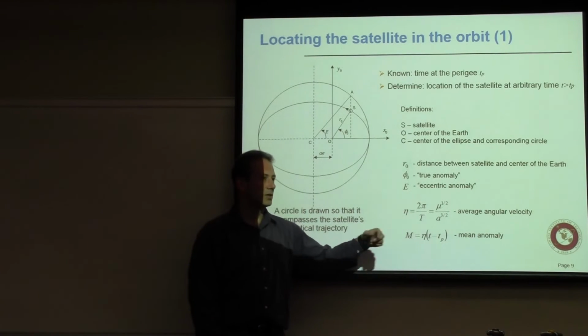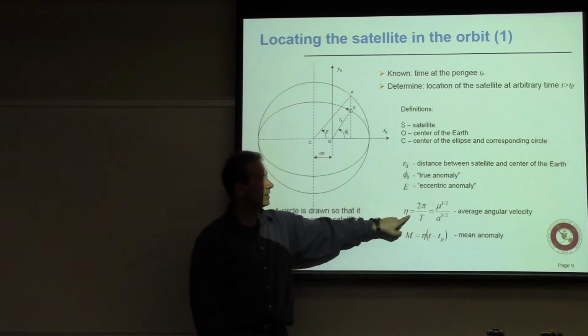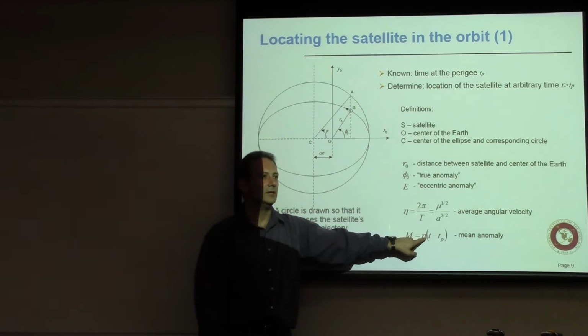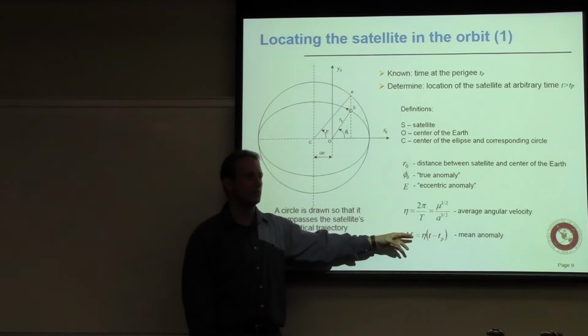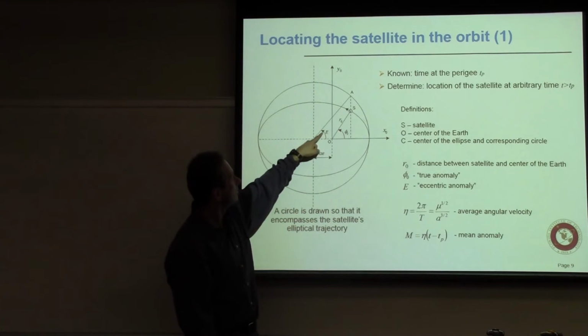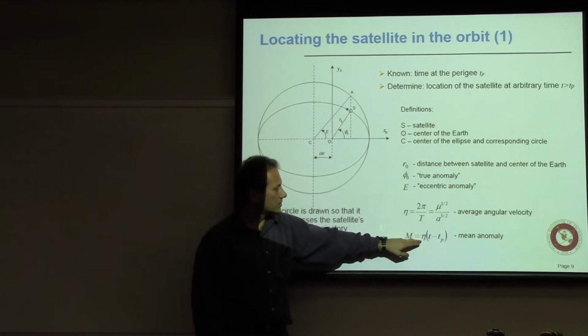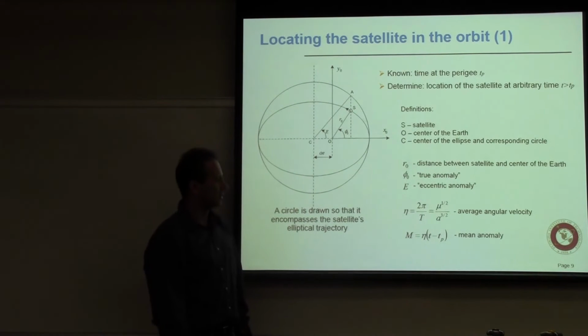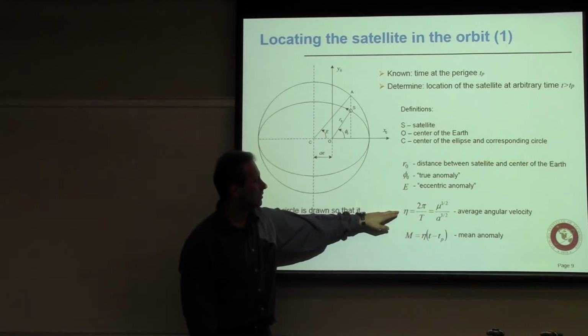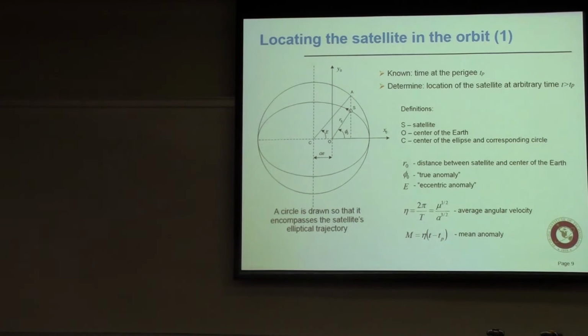And then the last thing I'm going to define is what is called mean anomaly. Mean anomaly is, imagine this satellite traveling at this average angular velocity for a given time t, right? So that's where, on average, this satellite would be. This is the angle here. It's not any particular angle. It's just this angular velocity times the time that elapses between the current time that I'm looking at and the time at the perigee. So this is mean anomaly, average angular velocity, and eccentric anomaly.